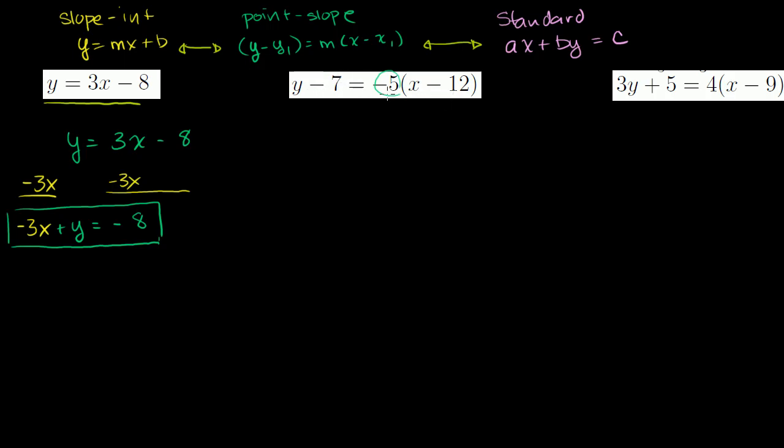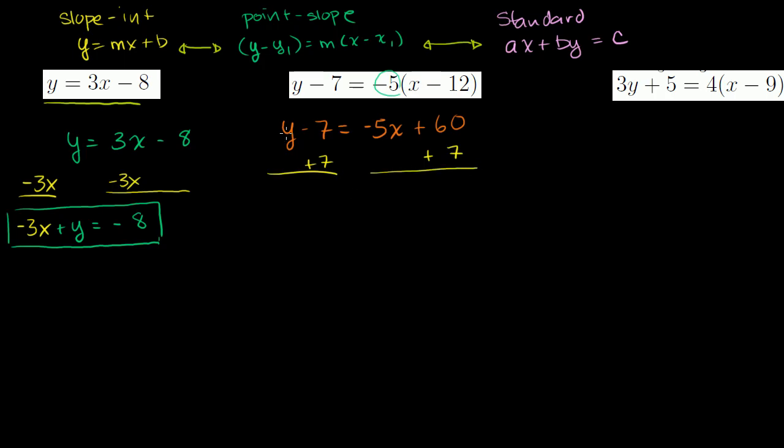But anyway, let's go from this equation, which is written in point-slope form, and get it to the standard form. So we want to get it to the same type of standard form. So a good thing to do, let's just distribute things out. y minus 7 is equal to -5 times x, -5x, plus -5 times -12, which is positive 60. Now we want all of the variable terms on the left, all of the constant terms on the right. So let's add 7 to both sides of this equation.